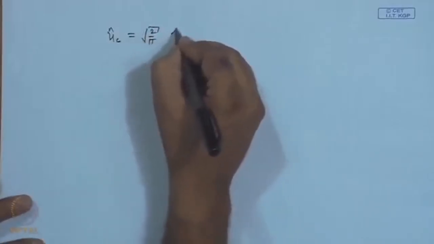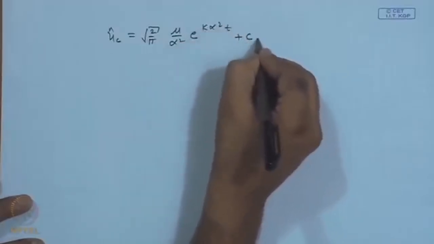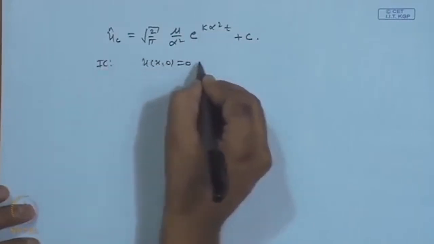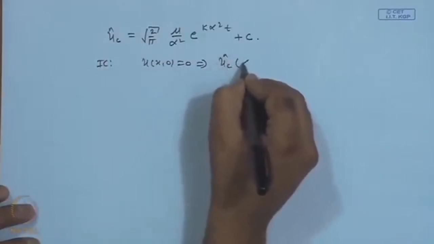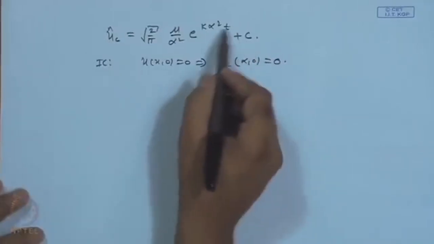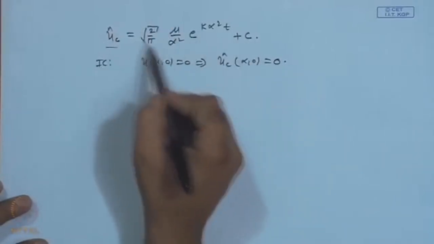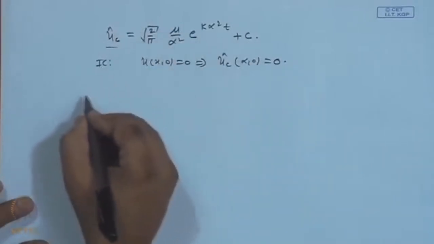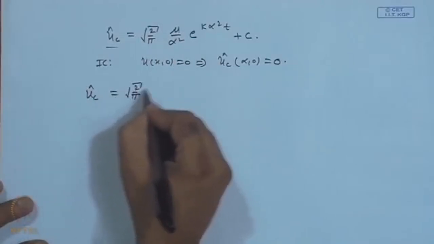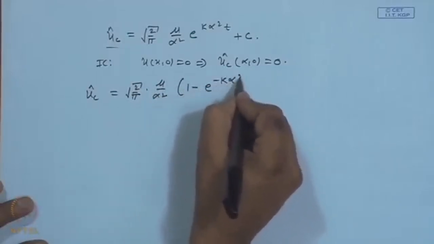√(2/π) μ/α² e^{kα²t} plus a constant, and again the initial condition is given that u(x,0) is 0. So, we will get u_c hat(α,0) is 0, and if we put it here we will get this c. So, this is 0 and this will be 1. So, c will be minus of this. Then we get this u_c hat is √(2/π) μ/α² (1 − e^{−kα²t}).